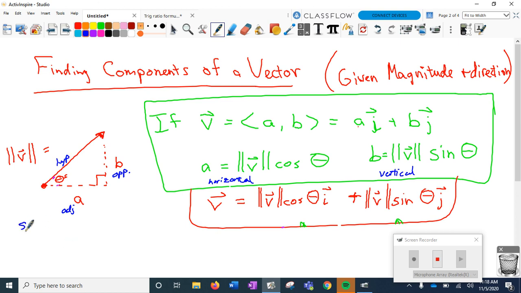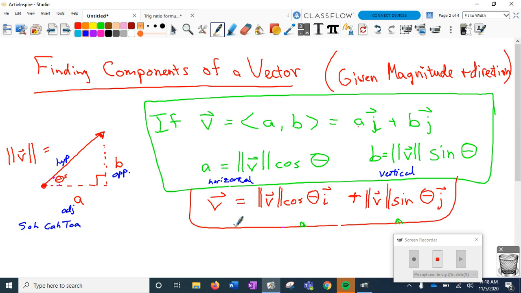Remember, sine is opposite over hypotenuse. Cosine is adjacent over hypotenuse. Tangent is opposite over adjacent. So when we want that vertical part, that's the opposite, we're going to use sine. If we want the horizontal part, that's the adjacent, we're going to use cosine. So again, this is the main idea.